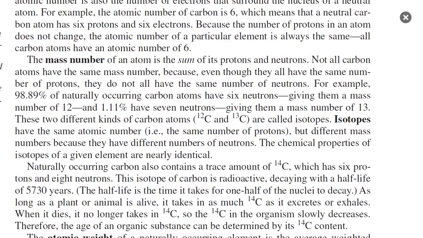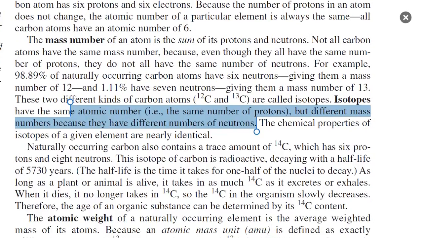What are isotopes? They are atoms which have the same atomic number. They have the same atomic number, that means the number of protons is the same, but different mass number, because they have different numbers of neutrons. So they have different mass numbers. Why? Because they have different numbers of neutrons, right? So if someone asks you what isotopes are, you're going to say they have the same number of protons, but they have different mass numbers. And why do they have different mass numbers? Because they have different numbers of neutrons.